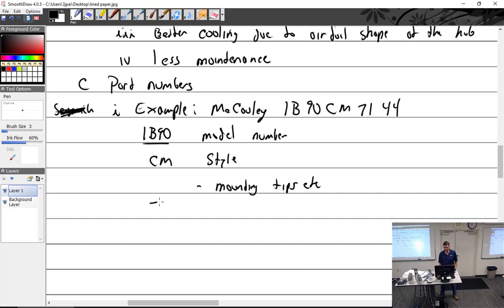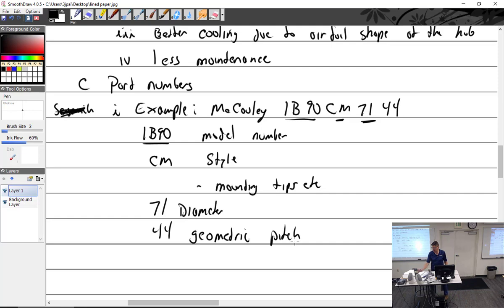Let's see, the 71, that's where it gets interesting, I think. So we have the model number, hub style is what I'd call it. 71 is the diameter. And the 44 is a geometric pitch. And the geometric pitch is a what? Theoretical distance the plane moves in one revolution.